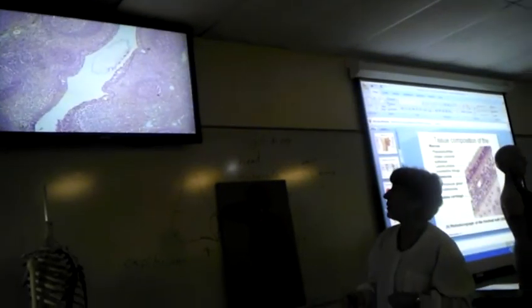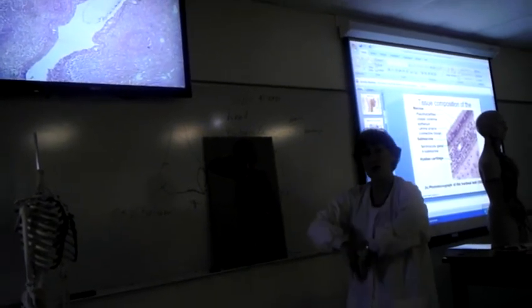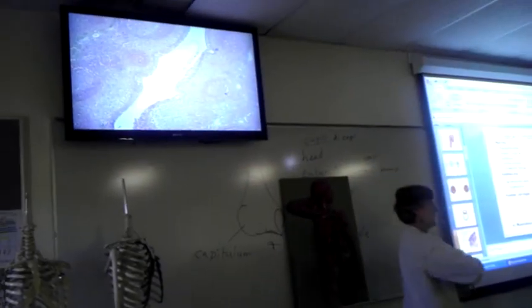What's the difference between the capsule and the crypt? Capsule is a delicate outer covering around the entire organ, and a crypt is an infolding, a blind end infolding.